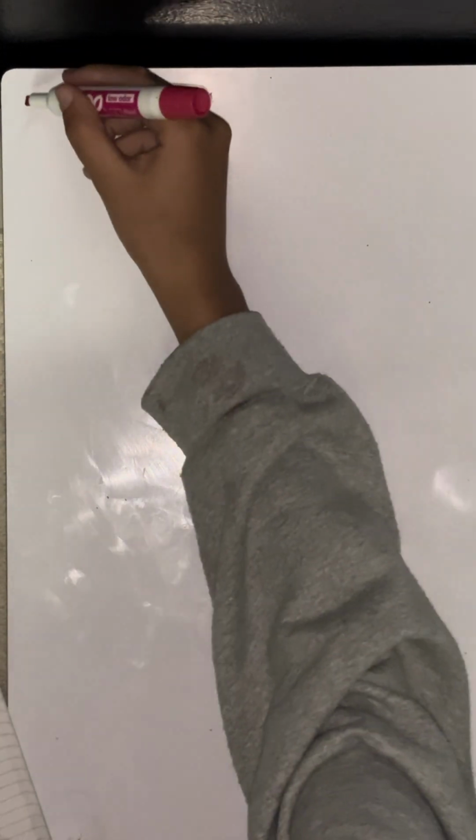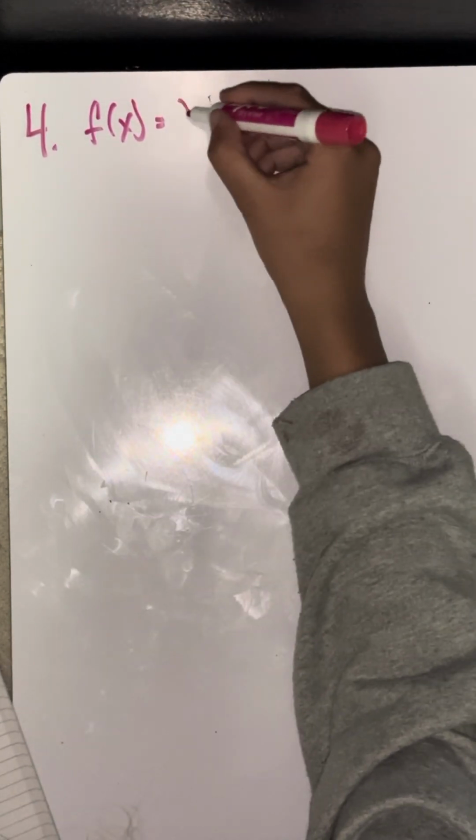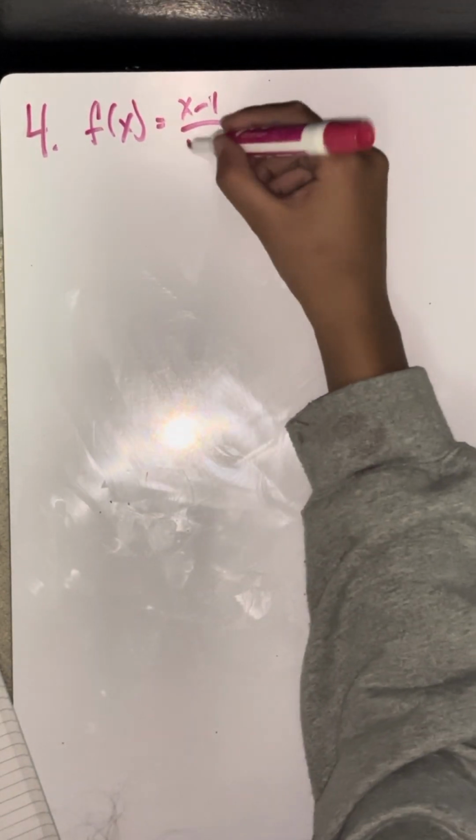Hi, my name is Brooklyn, and my problem was problem 4, which says, use the substitution and the formula for the sum of an infinite geometric series to find the power series for f of x equals x minus 1 over x plus 2.